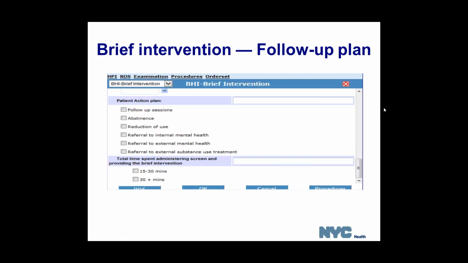Having this follow-up plan and structured data also allows us to retrieve data on patients who were screened or had a brief intervention, what patients require follow-up, what patients have been referred for internal resources, or any patients that were referred for external referrals for specialty care. And lastly, we document how much aggregate time was spent delivering the screen and the brief intervention.